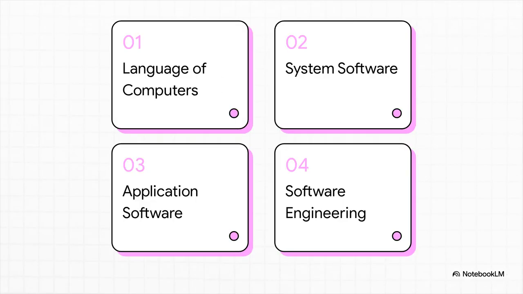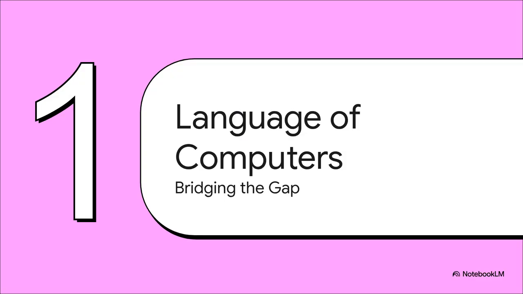Well, here's our roadmap for this explainer. First, we'll look at the language of computers. Second, system software explained. Third, application software explained. And fourth, what exactly is software engineering? All right, let's dive right into section 1, the language of computers.